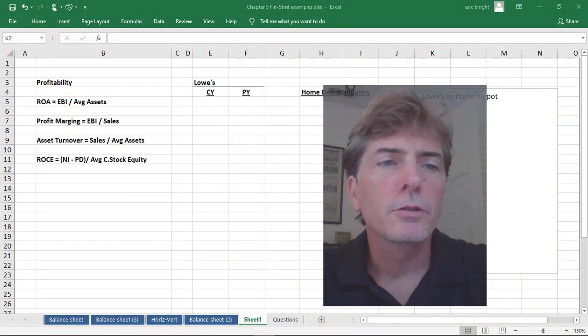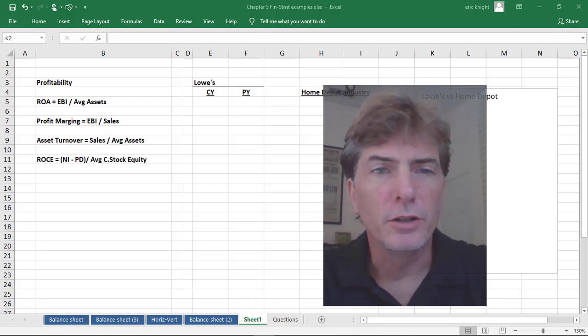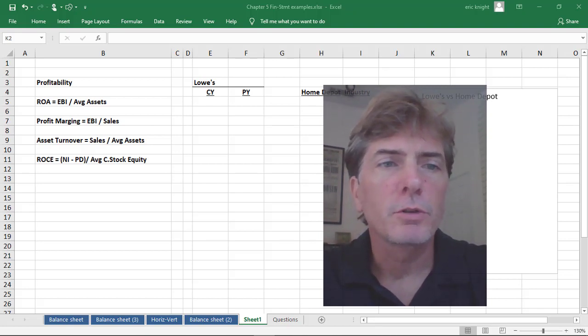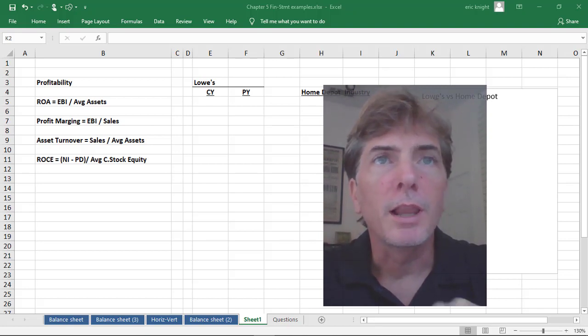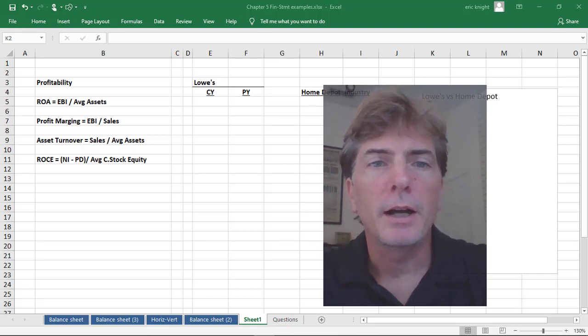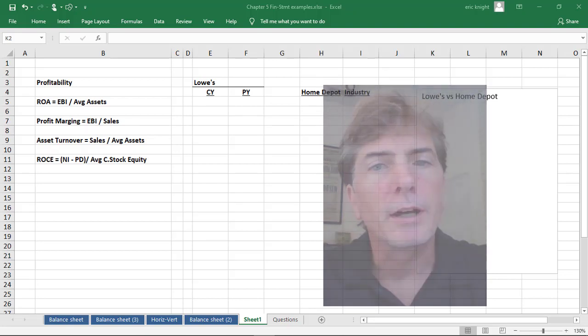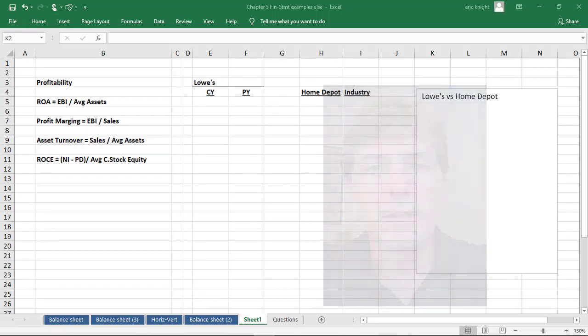So in our last lecture, we focused on the mechanics of the different ratios, and we kind of touched on why we might use the ratios. In this lecture, we're going to focus on applying the ratios. We'll start out by comparing Lowe's and Home Depot. We're interested in investing in Lowe's, but you can't really look at Lowe's without looking at Home Depot, and we'll start from there. Since we're interested in investing, we're going to look at the profitability ratios.